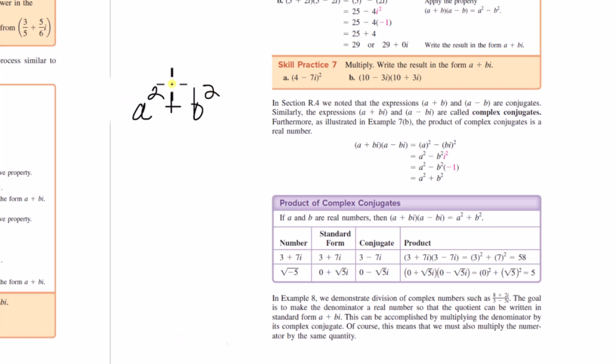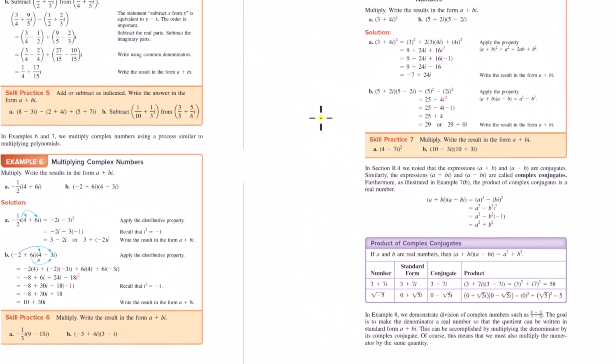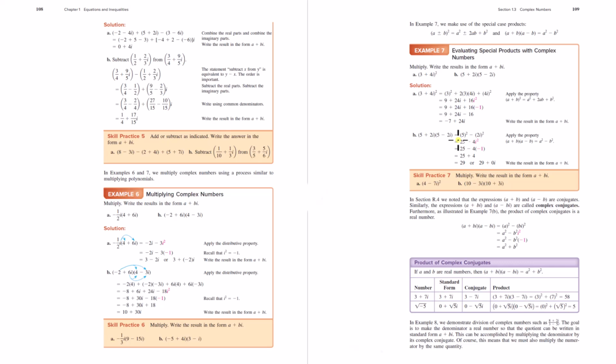If you're just looking at the coefficients, the real part and the imaginary part, if you multiply complex conjugates, just take this squared and add it to this squared. Okay, so with that, we can use this property to divide complex numbers.